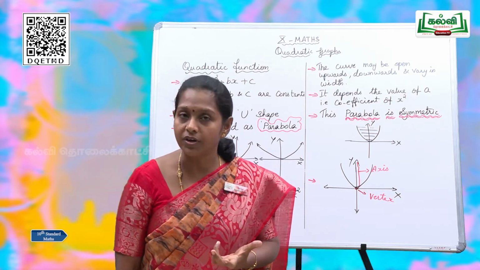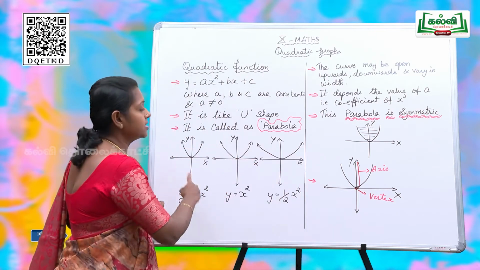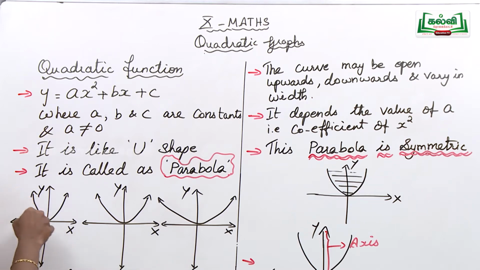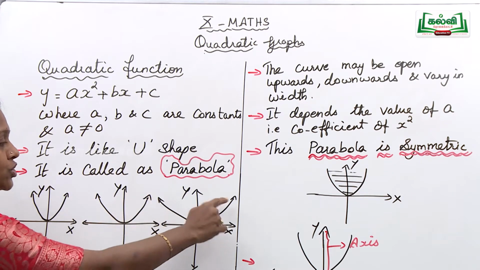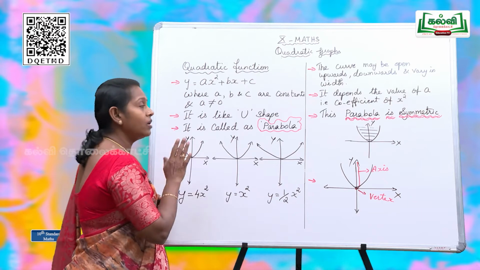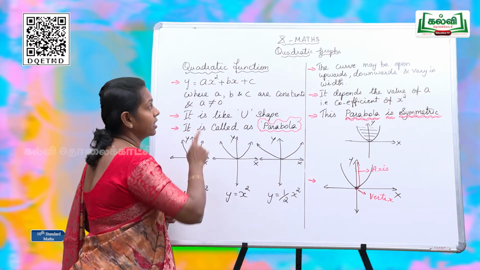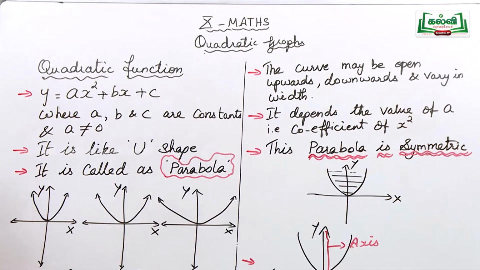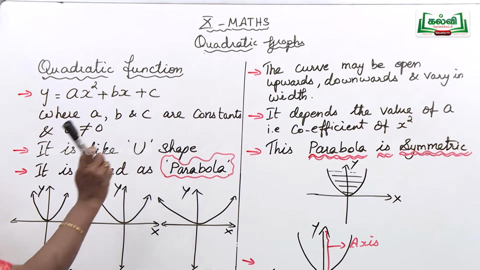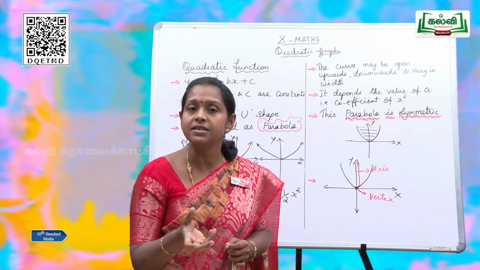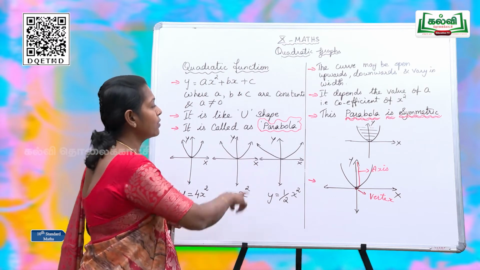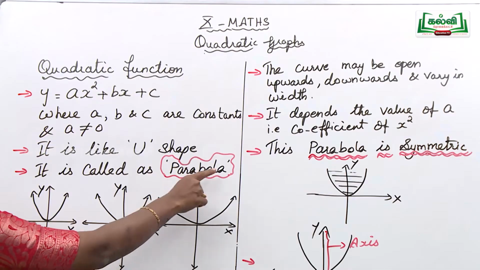What kind of curve it is? See these pictures? The picture will be like U shape, correct? So always the quadratic equation, that means the quadratic graphs will be in U shape. So it's like U shape. You can call it as a parabola. The name of the quadratic equation graph is called parabola.